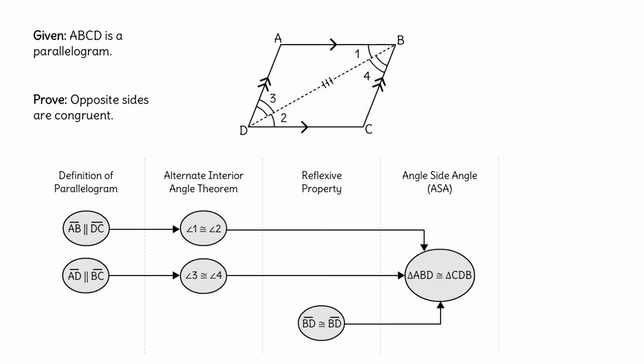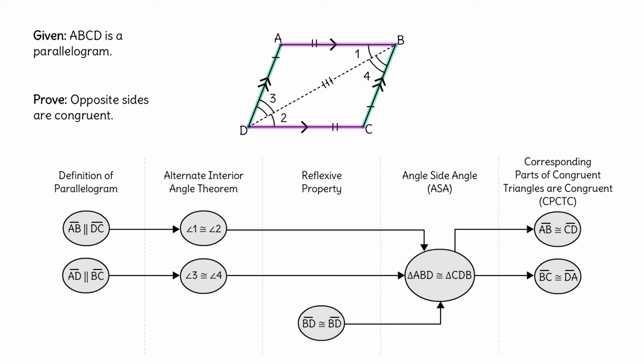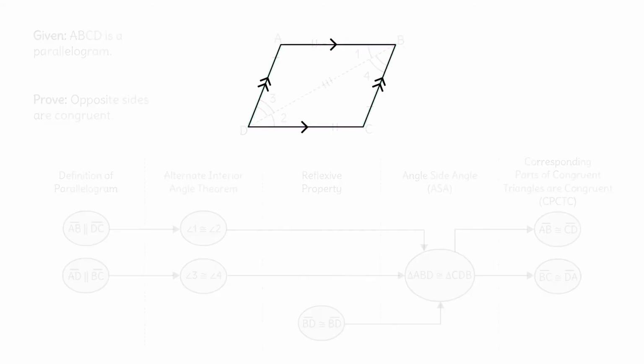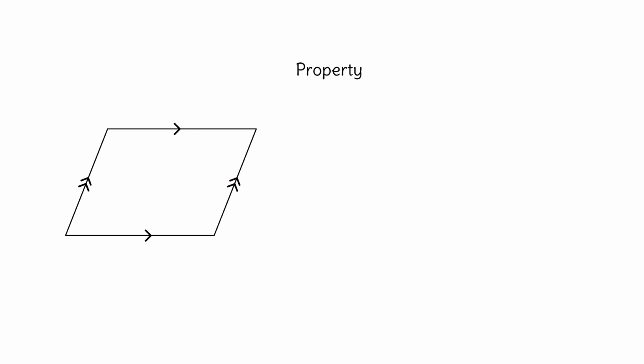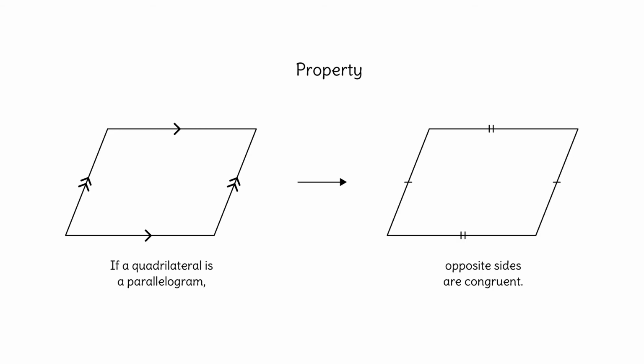Remember, we are trying to prove opposite sides are congruent. AB is congruent to CD, and BC is congruent to DA because corresponding parts of congruent triangles are congruent. We successfully proved the property that if a quadrilateral is a parallelogram, opposite sides are congruent.